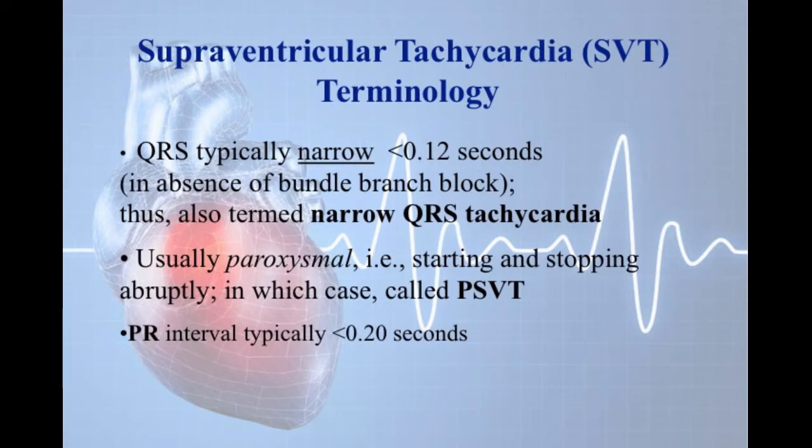Supraventricular tachycardia terminology. QRS complexes typically are narrow, less than 0.12 seconds. That's 3 small boxes. Usually SVTs are paroxysmal, which is starting and stopping abruptly, which is usually why they're called PSVT instead of just SVT. The PR intervals are typically less than 0.2 seconds. That's 1 big box or 5 small boxes.